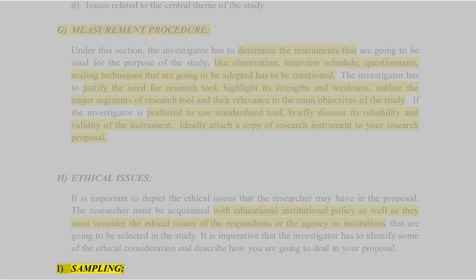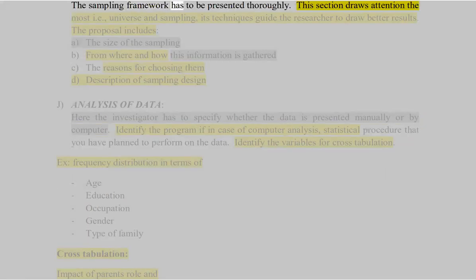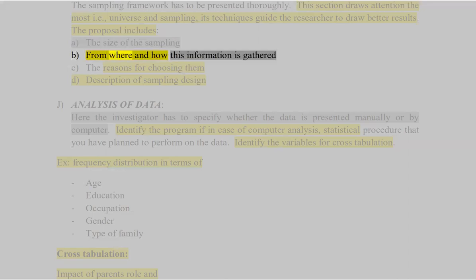Sampling. 8. The sampling framework has to be presented thoroughly. This section draws attention to the universe and sampling. Its techniques guide the researcher to draw better results. The proposal includes: A. The size of the sampling. B. From where and how this information is gathered. C. The reasons for choosing them. D. Description of sampling design.